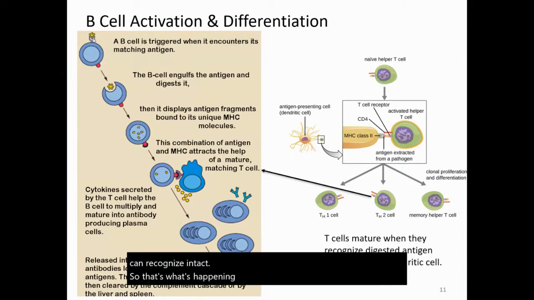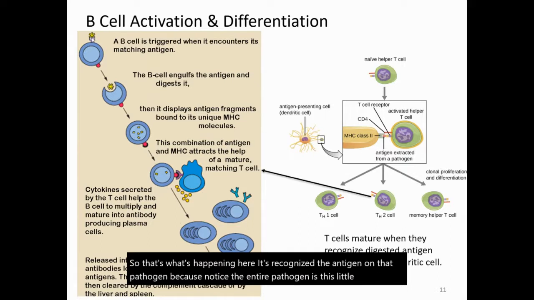It's recognizing the antigen on that pathogen, because notice the entire pathogen is this little asterisk shape, but it's only recognizing one little part that has bound to the receptor. B cells are antigen presenting cells. So that antigen bound, notice here endocytosis, which is the beginning of phagocytosis. And it doesn't show the entire process, but here it has been phagocytosed.